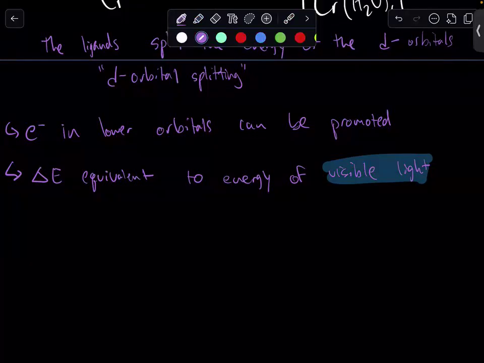All right. Now, when we're dealing with energy and we're dealing with light, we have a couple equations we need to know.